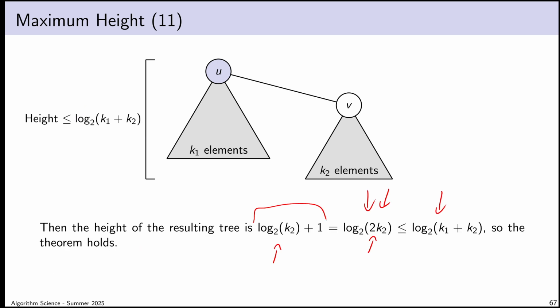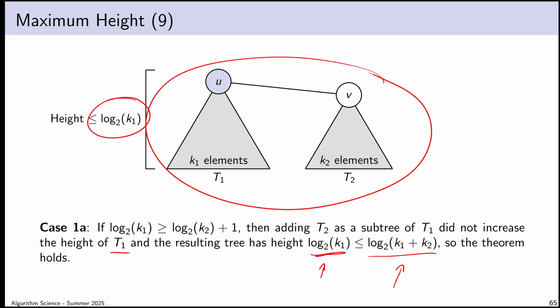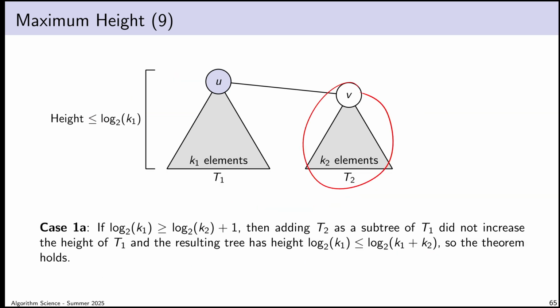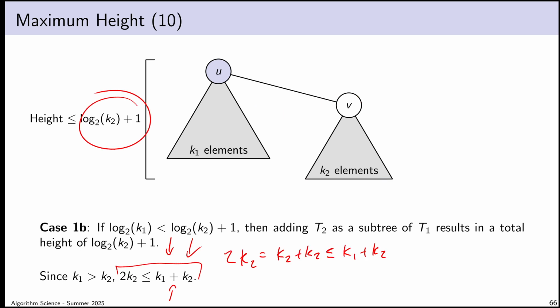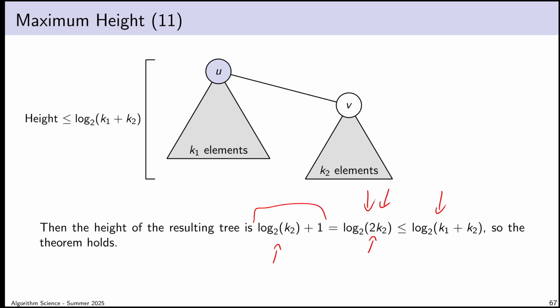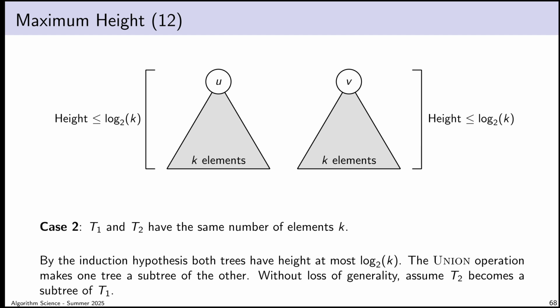So the theorem holds. Okay, so in both of the possible breakdowns of case 1, the theorem held. There was the case where T2 was folded directly into T1, and the theorem held. The case where T2 ended up drooping a little below T1, the theorem held. So that's case 1 all taken care of. Now what about case 2?